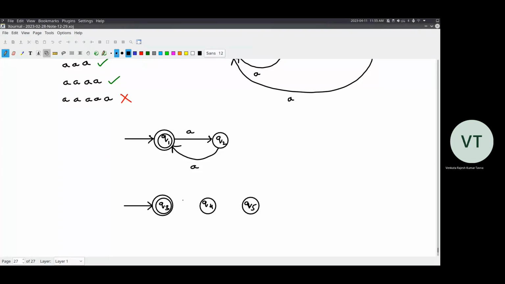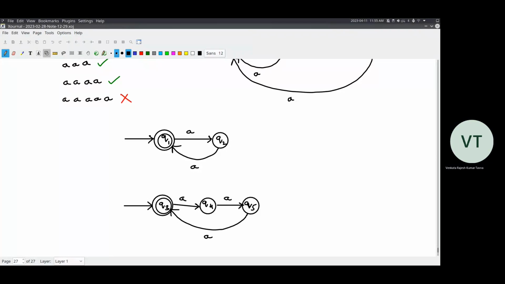Then Q3 to Q4 on A, Q4 to Q5 on A, then Q5 to Q3 on A. Okay, this will accept strings of lengths which are multiples of 3. So now you have two machines. Now you need to combine them. How will you combine them?